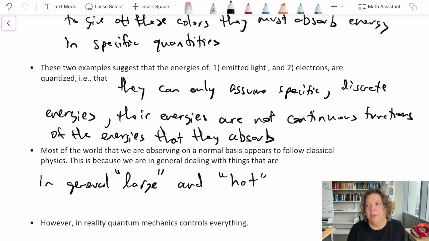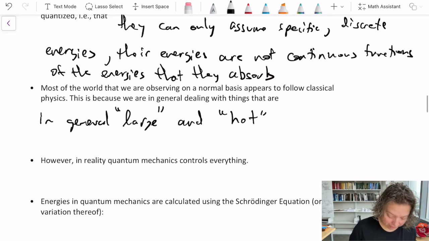They seem continuous, even though they really are quantized, and henceforth, to us, the world operates on classical mechanics. So when these other types of discoveries are coming on, this is weird, right? This is like, why is this happening? And the reason is because in reality, quantum mechanics controls everything.